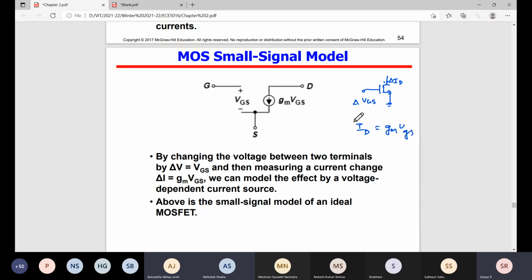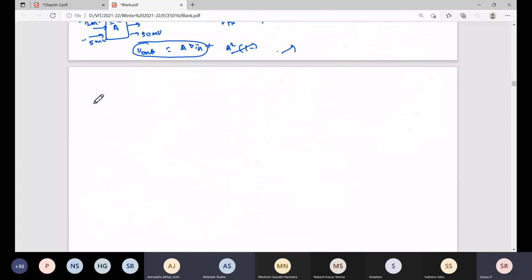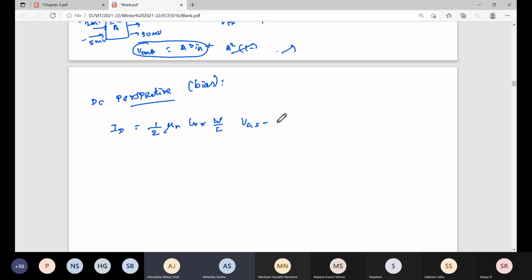I hope you understand that I am not saying this from a DC perspective. From the DC or bias perspective, what is the relation between ID and VGS? ID equals half mu n Cox W by L times (VGS minus VTH) whole squared. Now I am coming to the AC perspective, or small signal. Small signal means AC signal.